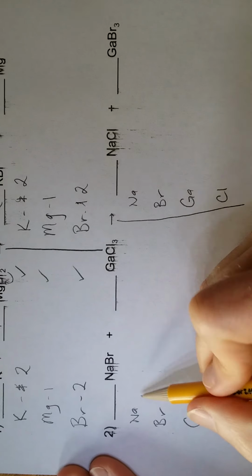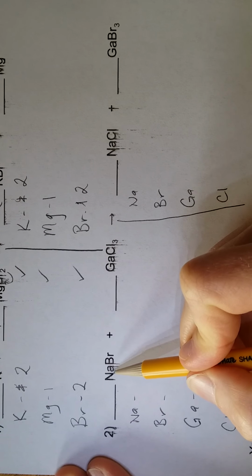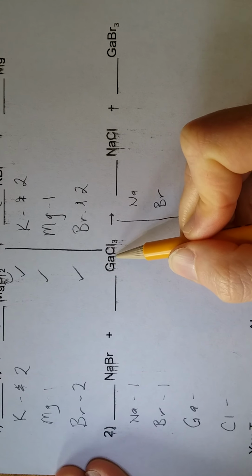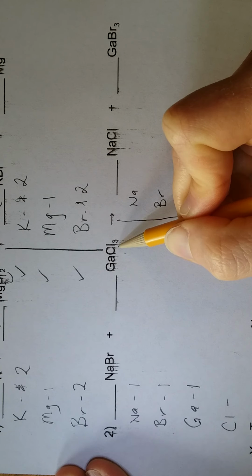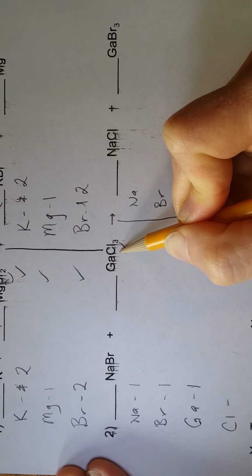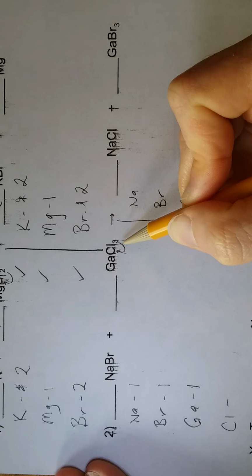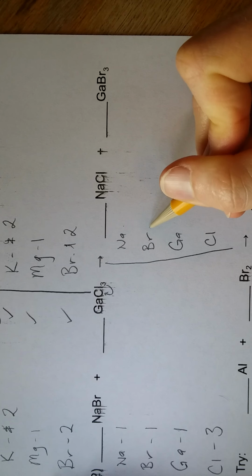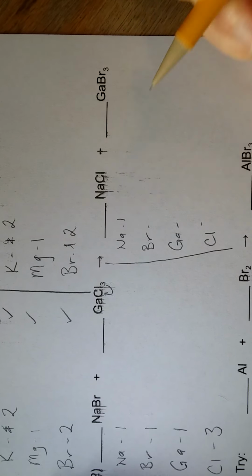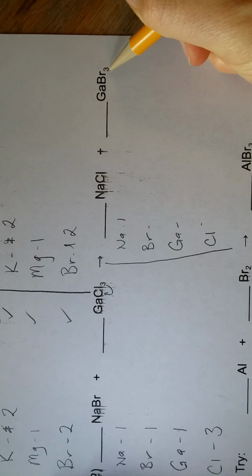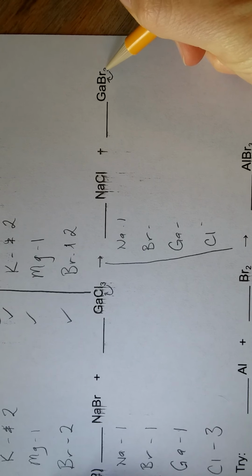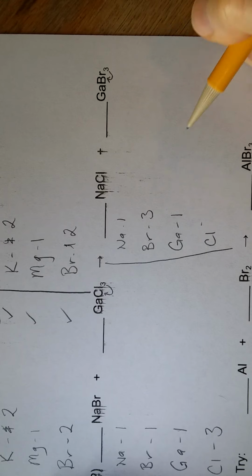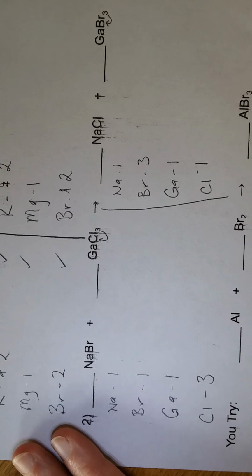So let's count what we have to start with. I see just one sodium atom over here, one bromine, one Ga, and this 3 attached to the Cl means there are 3 Cl in this molecule. So I have 3 Cl atoms to start with. On this side, ending after the reaction, I have 1 sodium. I have 3 bromine. This 3 means that there are 3 bromine in this reaction. I have 1 Ga, and I have 1 Cl. So we are out of balance.